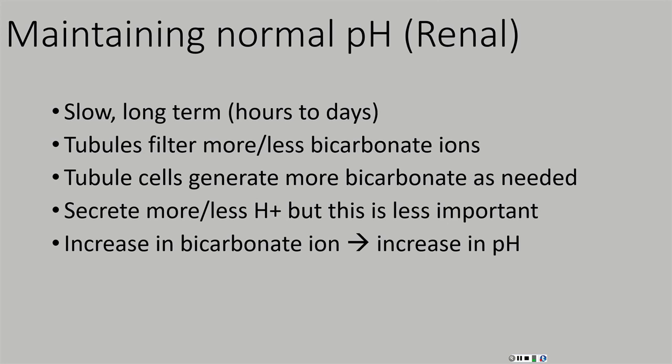Finally, our kidneys. Now, our kidneys can adjust our body's pH, but they are much slower. This is the slowest of the methods, but it lasts longer. It's long-term. Kidneys can take hours to a couple of days to adjust our body's pH significantly. And there's several different ways that they do that.